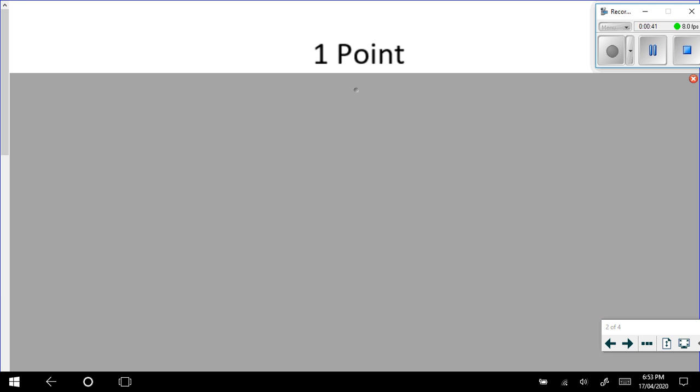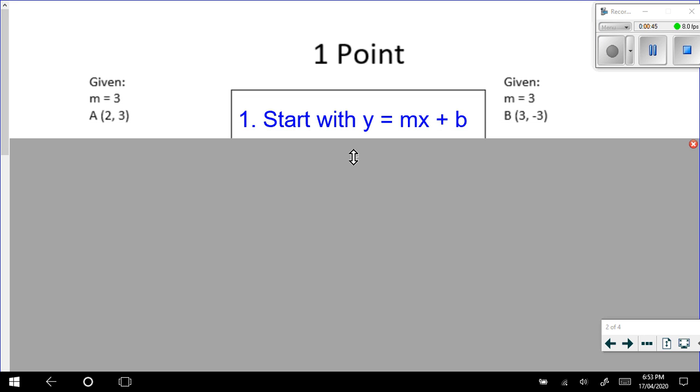Now, when you're given 1 point, well, we got to work with what we got. So if we've only got 1 point, then we must have the slope. And as you can see by the two examples, we have a slope and we have a point. Okay, I guess I should write that in. Slope, point.